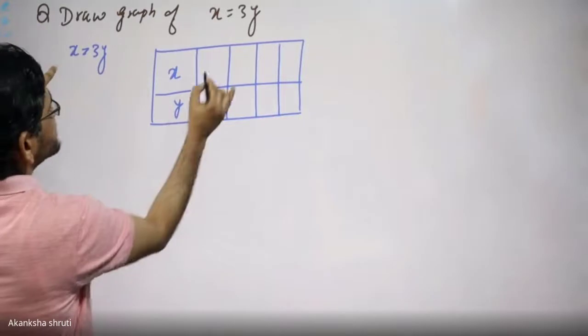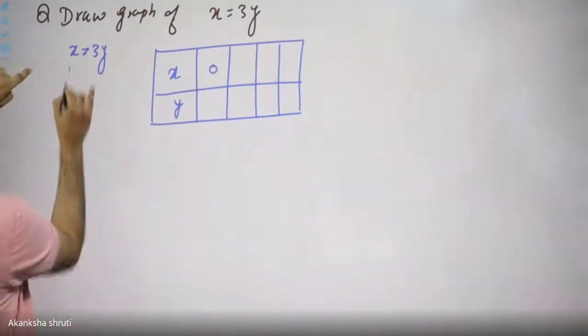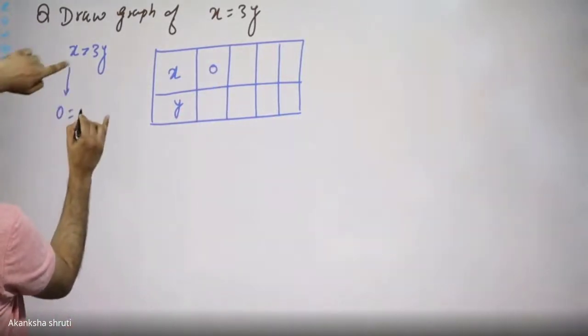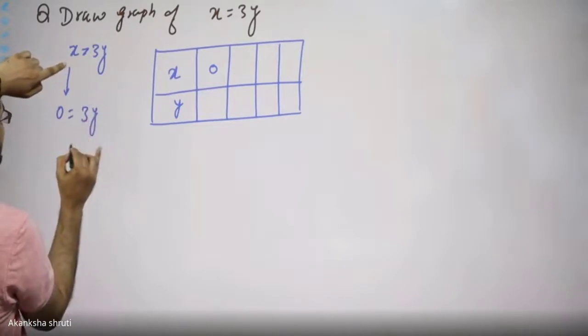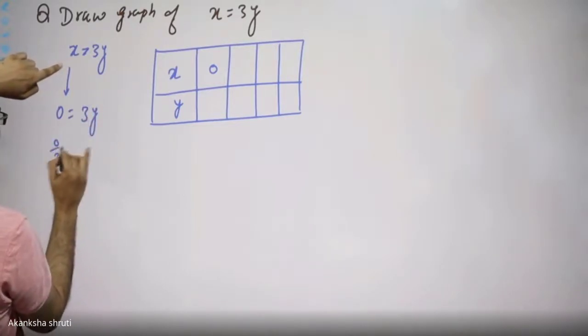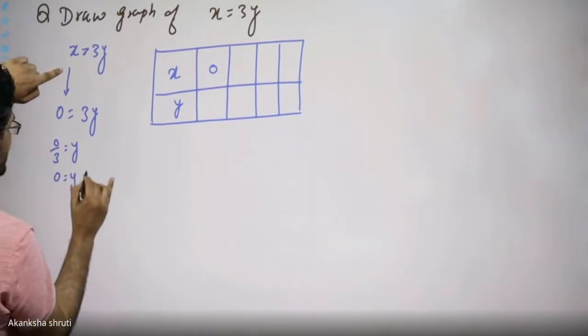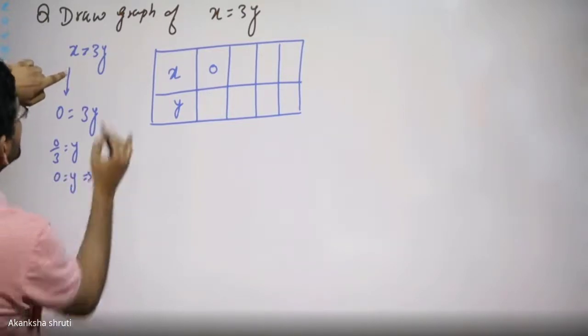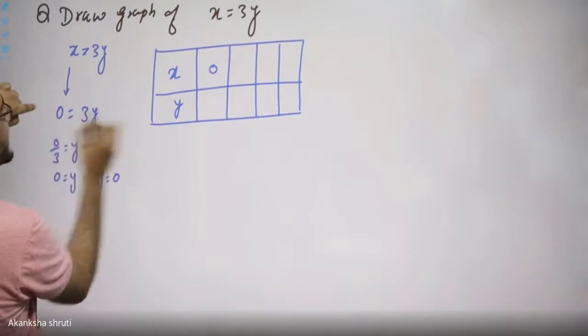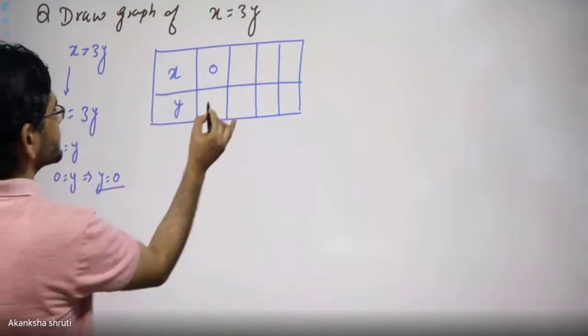Students, let us take x equals 0. When x is taken as 0, we have 0 = 3y, so 0 by 3 is equal to y. Simply, y is 0. So when we take x as 0, we calculate y as 0.